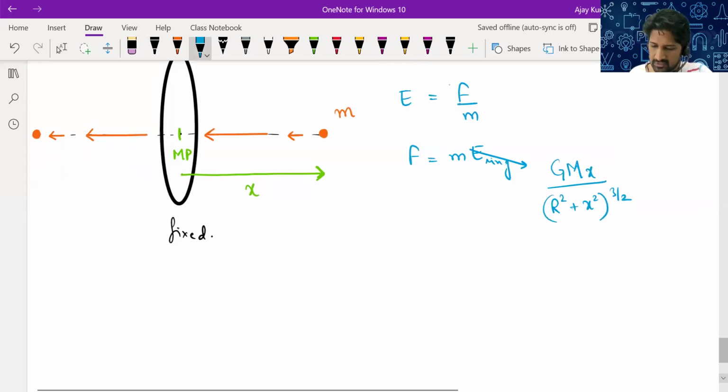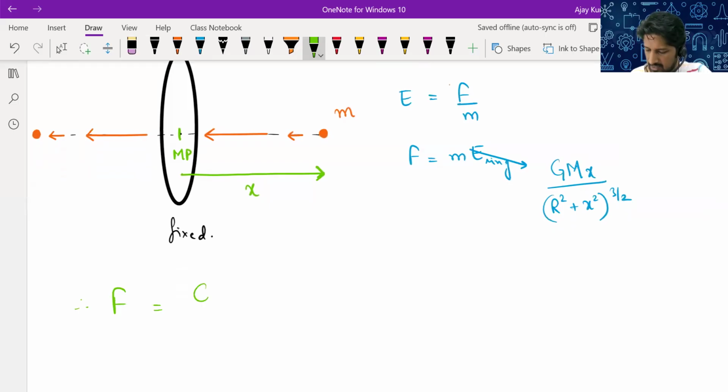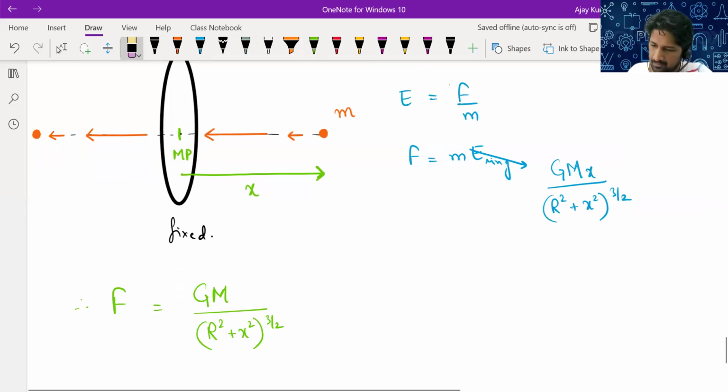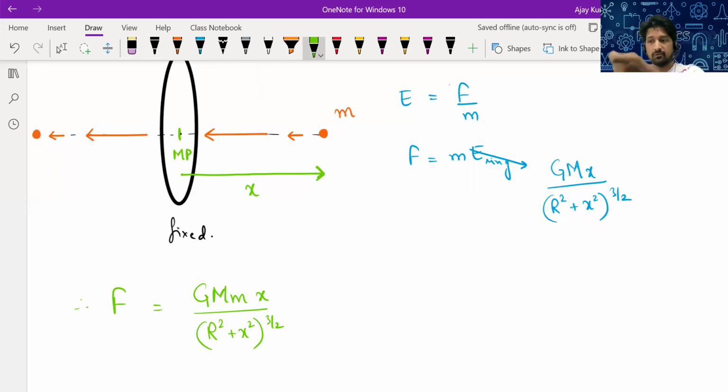Therefore, the force acting on the particle now becomes field. Field is G capital M x divided by (r square plus x square) whole power 3 by 2 multiplied with the mass of the particle small m. Therefore, the force becomes GMmx divided by (r square plus x square) whole power 3 by 2. We have expressed the force acting on the particle as a function of displacement from mean position, that is x.